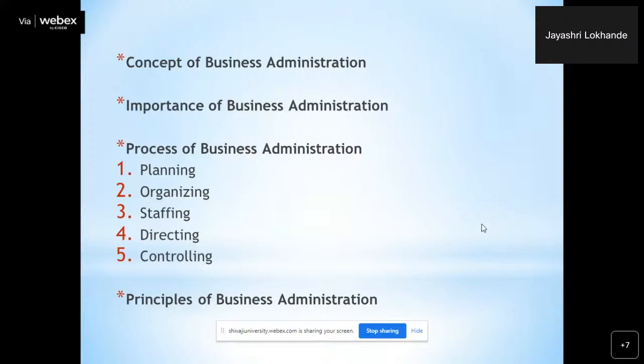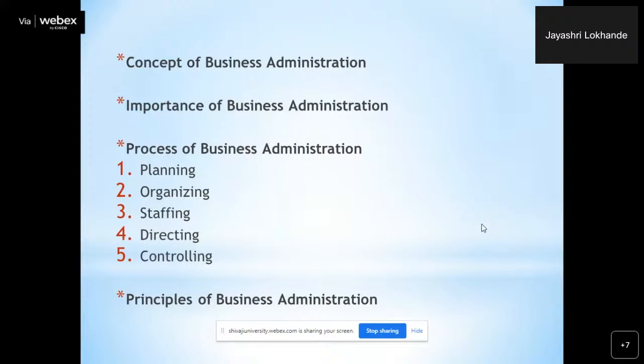Then organizing as a process involves, what are the processes? That is identification of activities. First of all, we should identify what are the activities of that business or that project. Second is classification or grouping of activities. Third is assignment of duties. Fourth is delegation of authority and creation of responsibility. And fifth is coordinating authority and responsibility relationships.